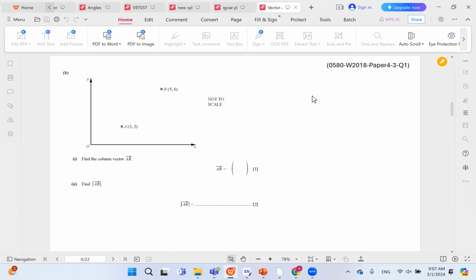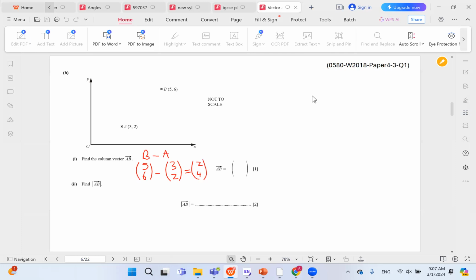Again, here we are required to find the column vector AB. We should know that the column vector would be B minus A, and B is (5, 6) minus A, which is (3, 2), and this is equal to (2, 4).